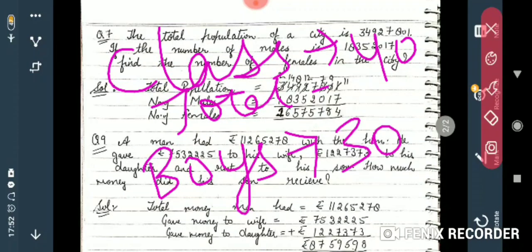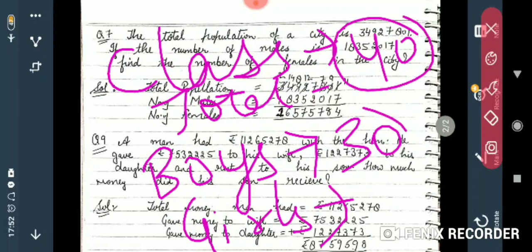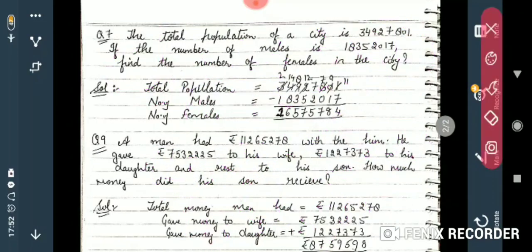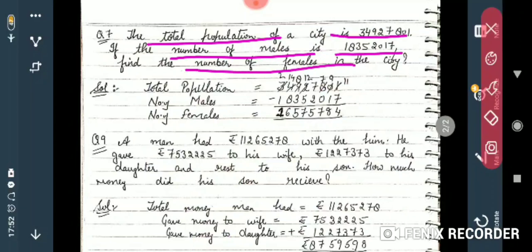30. So how many girls are left in your class? How many girls are there? What will you do? From this total population you will subtract what? 30. So 40 minus 30, how many girls are there? 10. Similarly, in this case, the total population of a city is given as well as the number of males. What you have to find? The number of females. So what will you do? You will subtract the number of males from the total population and you will get the number of females in the city.